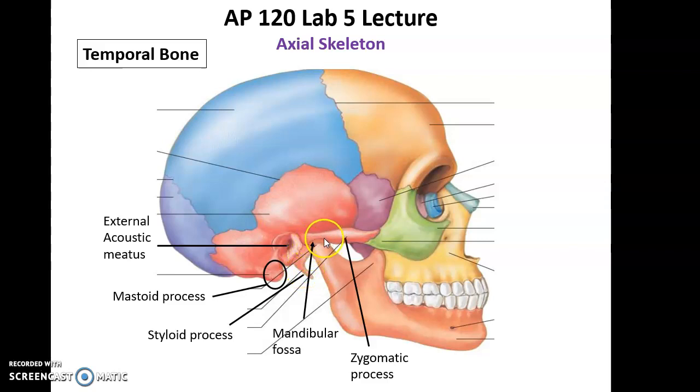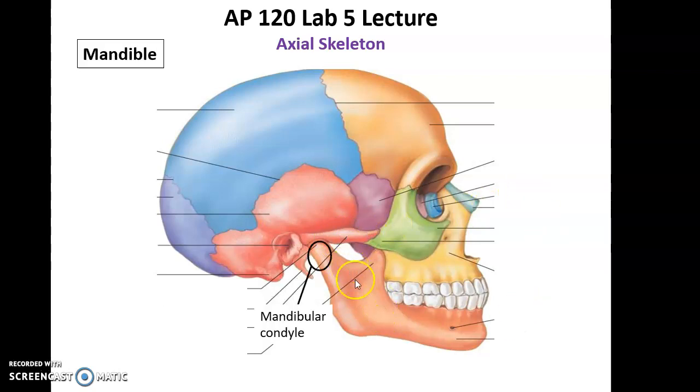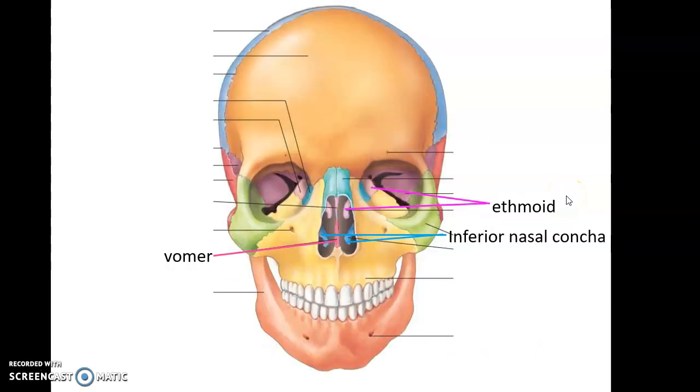Then we have this little curved divot in the temporal bone. That divot's called the mandibular fossa. The mandible, as you see, fits into the mandibular fossa. And then this piece of bone sticking out here is the zygomatic process. Here's the mandible. The mandible has this portion called the mandibular condyle. So the mandibular condyle of the mandible fits into the mandibular fossa of the temporal bone to give us the moving joints that let us open and close our jaw.